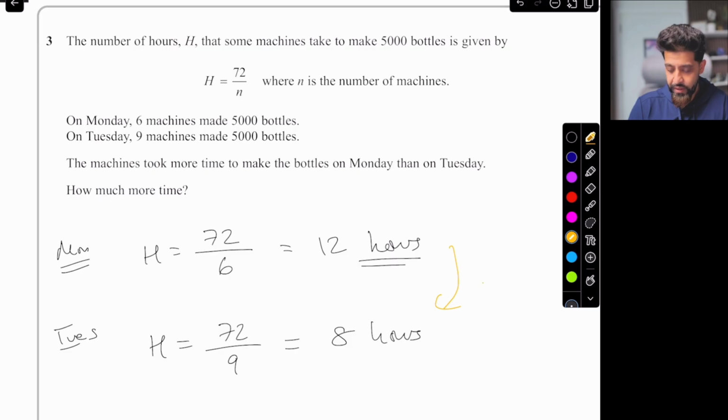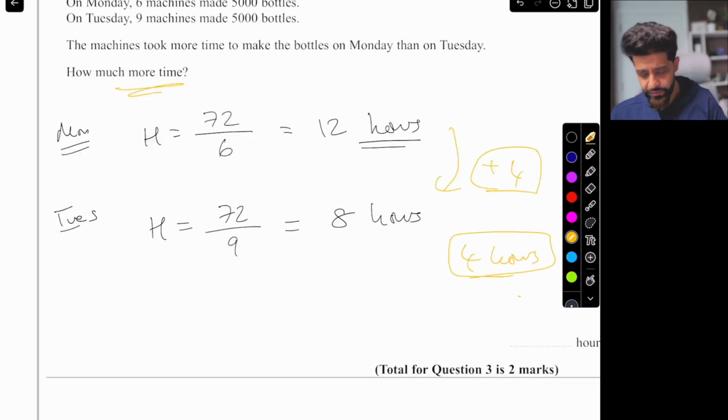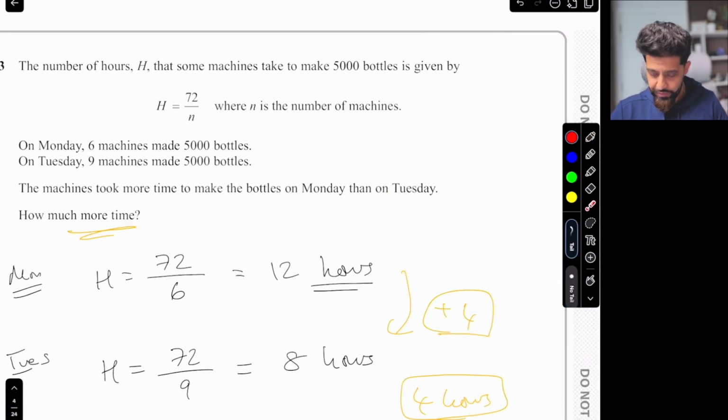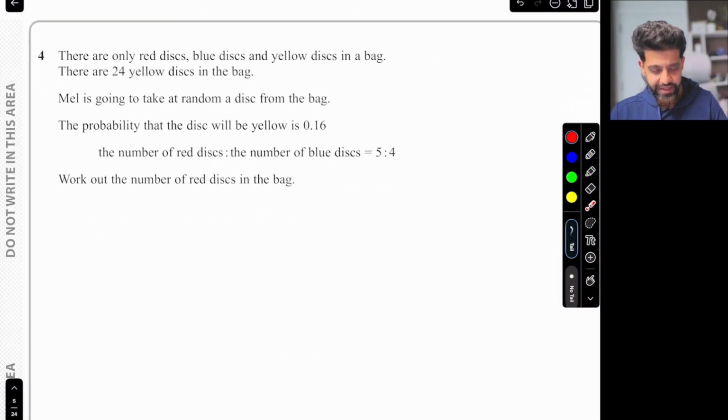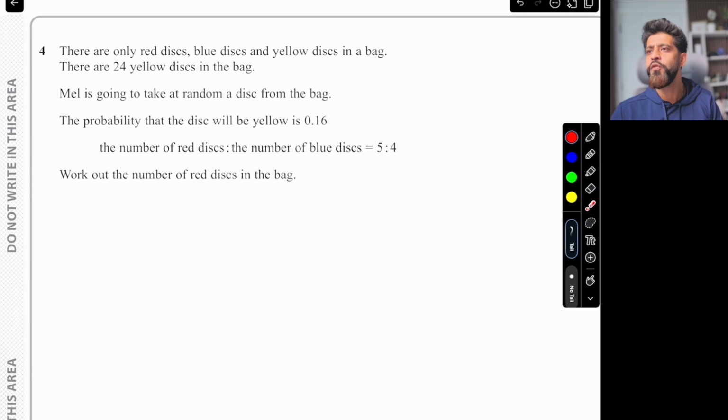Well, the gap between them is 4 hours. Okay, so there you go. How much more time was taken? 4 hours. There you go. Well, it should be the other way, by the way. It should be that way. Yeah, so just don't look at the arrow. It's just to show you the gap between them. All right, question number 4.